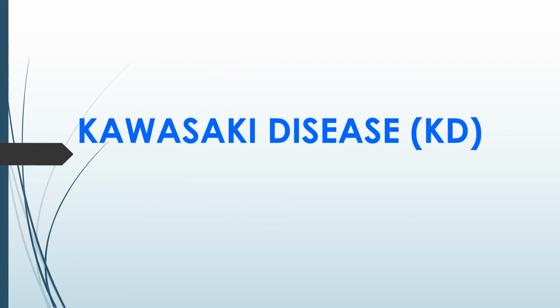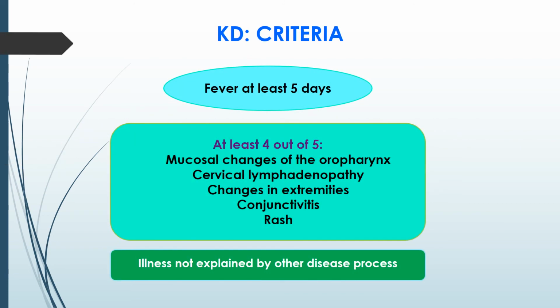Now let's discuss Kawasaki disease. Kawasaki disease is a systemic vasculitis which mainly affects children between 6 months and 5 years old, with peak incidence at the end of the first year.